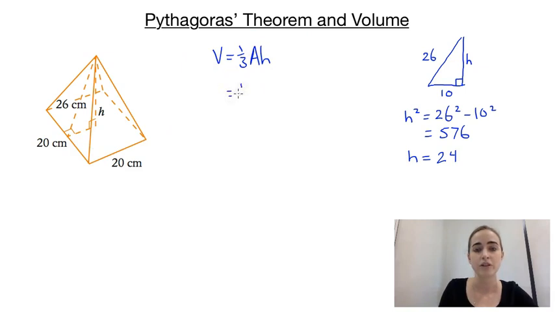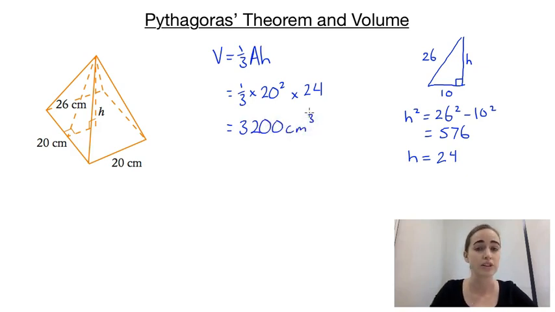So our volume is going to be a third times the area of the base. Now this is a square pyramid because it's 20 by 20. So we can just write 20 squared, or you can write 20 by 20. And then times that perpendicular height, which we just found was 24. And then we can put all of that in our calculators, and we're going to end up with 3,200 centimeters cubed for our volume.